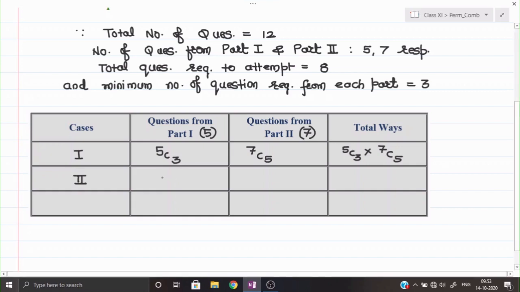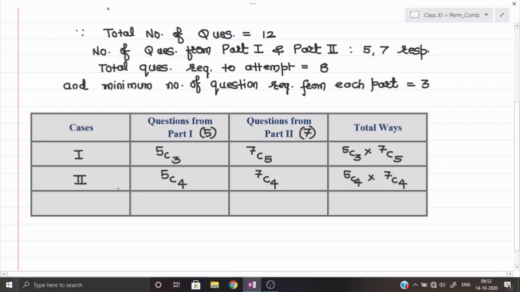Now I will increase the questions from part 1. This time I will take 4 questions. So from the second part also I need to take 4 questions to complete 8 questions, and the combination will be 5C4 into 7C4. Sorry, 7C4. Now this is also one of the combinations. Again see that the number of questions from each part is not less than 3, and second, the total number of questions is again 8.